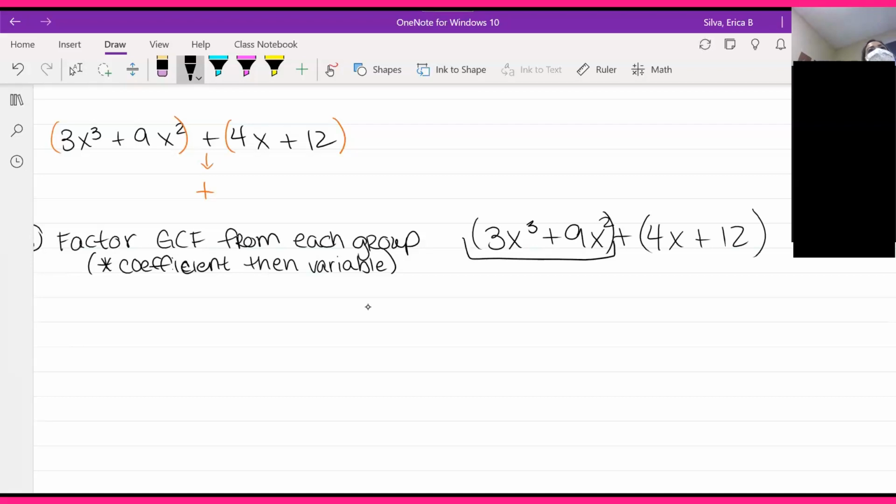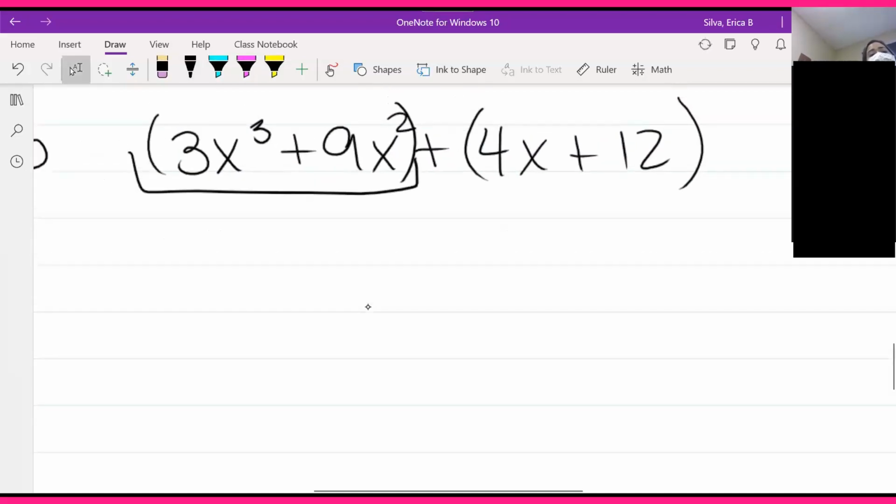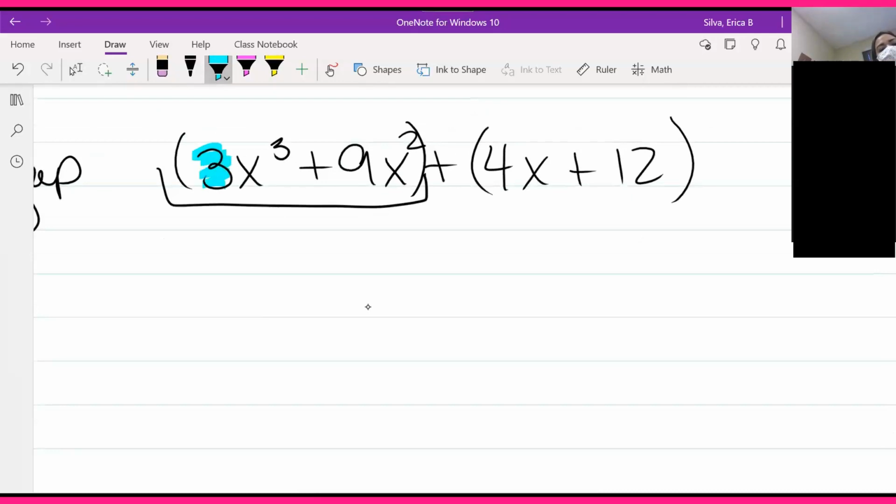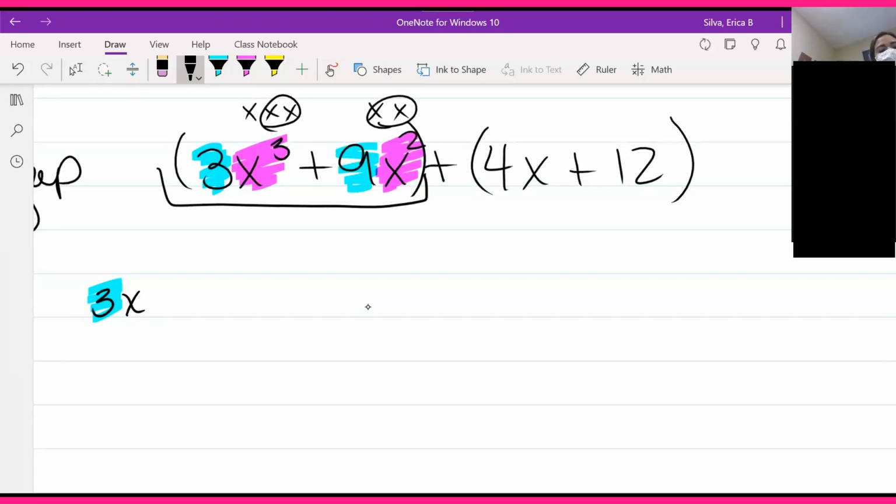What is my GCF? Let's look at the 3 and the 9 first. What's the greatest common factor with 3 and 9? 3. Now we're going to look at the variables. What's the greatest common factor between these two? X to the second power or x to the third power? X to the second power, right? This one has 3 and this one has 2. So they only have 2 in common. So we're going to take out x squared.